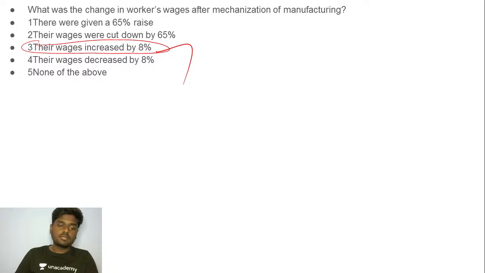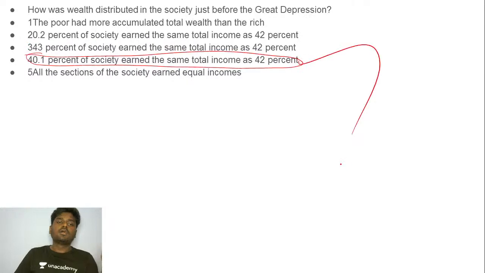How was the wealth distributed in the society just before the Great Depression? So the poor had more accumulated total wealth than the rich, definitely not. 0.2% of society earned the same total income as 42%. Whether it is 0.2 or 0.1, we'll quickly go and infer from the given passage. So it's going to be 0.1% of the society, right? It's 0.1% of the society earning the same total income as 42%. So undoubtedly, it's going to be that option. Right, that is 0.1% of society earned the same total income as 42%, before the Great Depression.